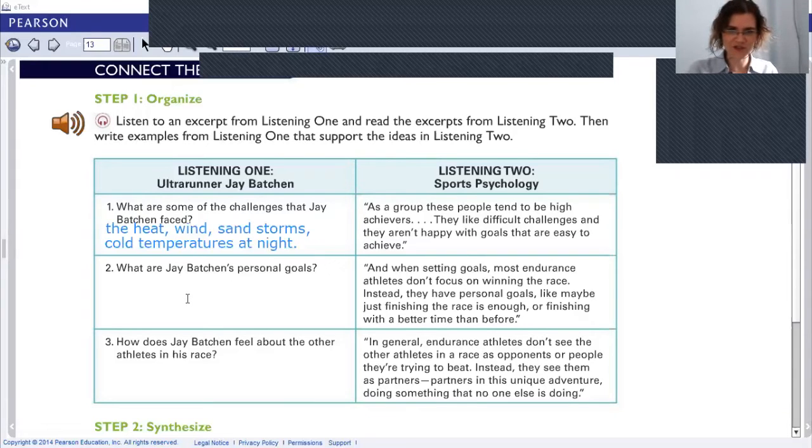What are Jay Bashan's personal goals? Now let's look here at the second box. And when setting goals, most endurance athletes do not focus on winning the race. Instead, they have personal goals like maybe just finishing the race is enough or finishing with a better time than before. Now, the question here is, what are Jay Bashan's personal goals? Who can answer that one?